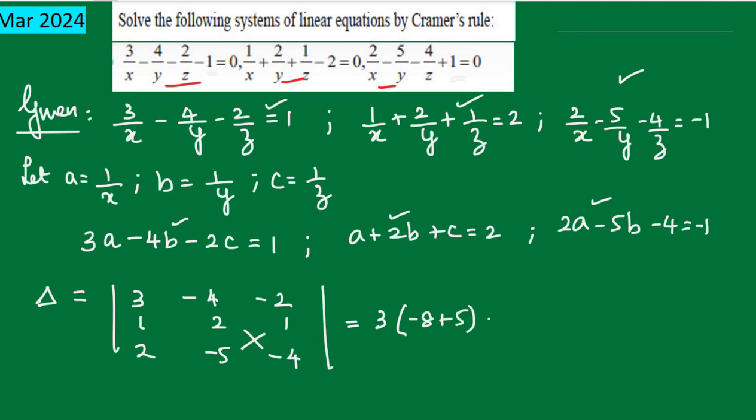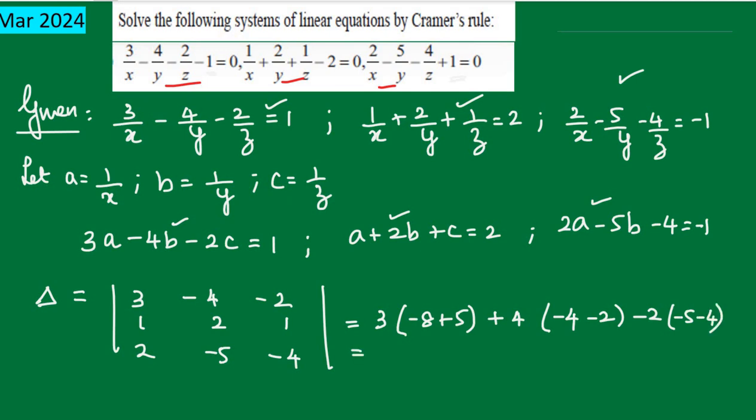Next, minus of minus 4 gives us plus 4 into minus 4 minus 4. 1 into minus 4 gives us minus 4 minus 2. Minus 2 into minus 5 minus 4.